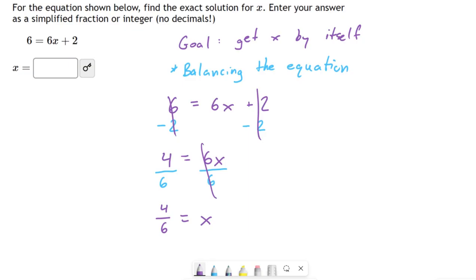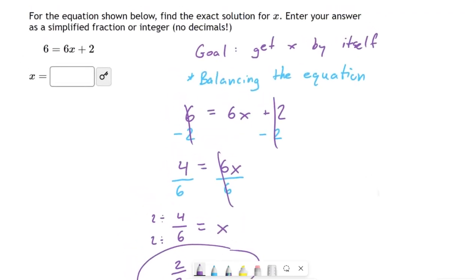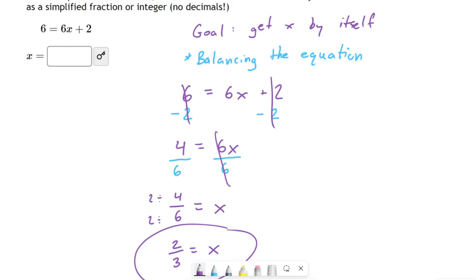Now, sometimes they won't accept that as an answer because you haven't reduced the fraction. So you have to remember that you can divide the top and bottom by 2, kind of like this. And that'll give you something more like 2/3, if you think about reducing that fraction. And that's your answer. See, I have x by itself now. There's nothing else in front of it. So I just put that in as the answer to this problem.